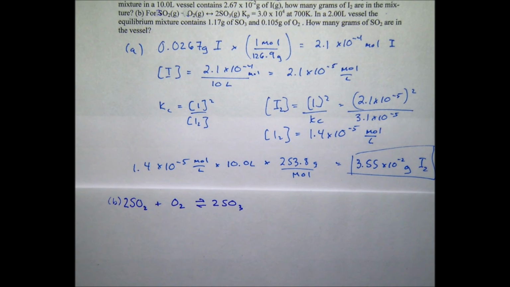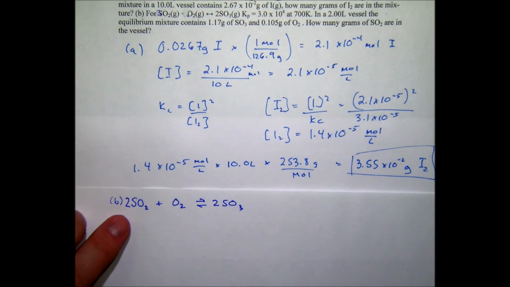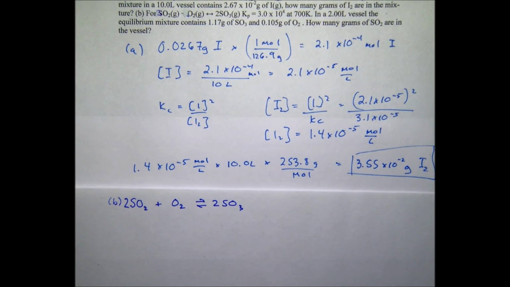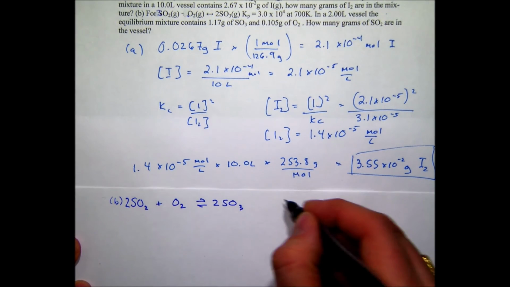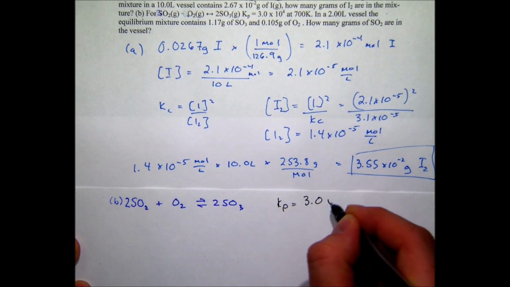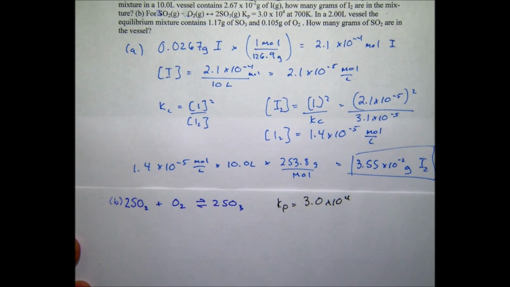So we're going to have a look at B, and you'll notice that once again, the equation wasn't balanced in the question, but it is balanced down here. The concept here is very similar to what we just did. It says for this reaction, Kp is equal to 3.0 times 10 to the 4 at 700 Kelvin. In a 2-liter vessel, the equilibrium mixture contains 1.17 grams of sulfur trioxide, 0.105 grams of oxygen, and how many grams of SO2 are in the vessel?